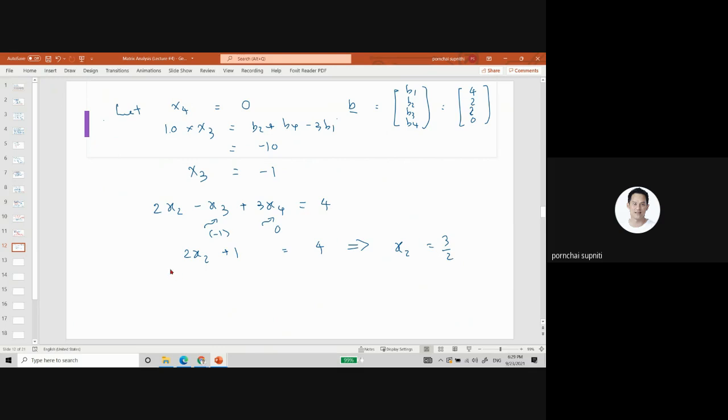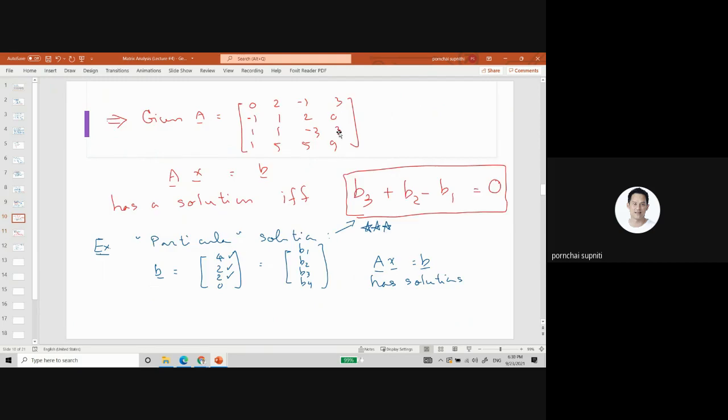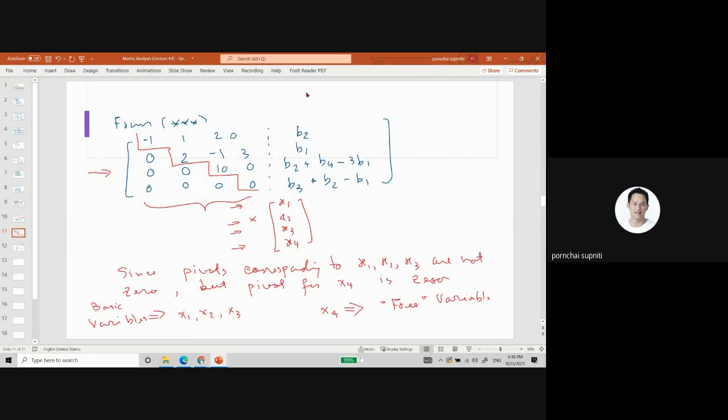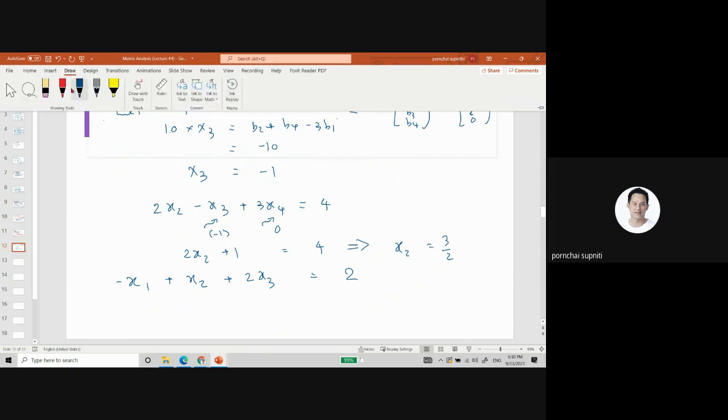And then lastly, if you look at line 1, we have minus x1 plus x2 plus 2x3 is equal to 2. This 2 comes from here, b1, which is 2.